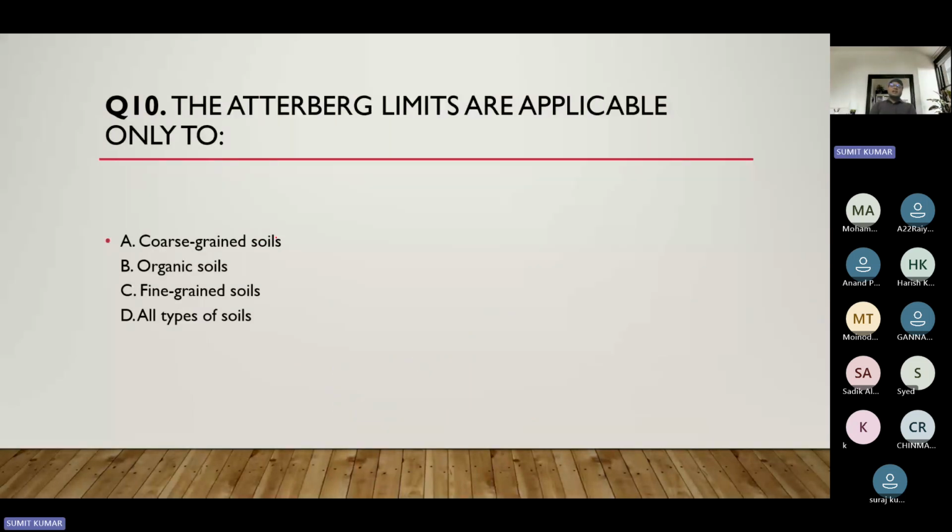The next question is: the Atterberg limits are applicable only to coarse-grained soil, organic soil, fine-grained soil, or all types of soil. I think you can easily answer that this is applicable to fine-grained soils.